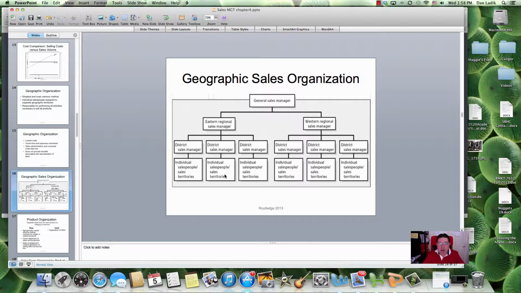So you'll have an Eastern region sales manager, and then that Eastern region will be broken out into smaller districts. There happen to be 3 of them here. And then you have individual salespeople covering certain geographic zip codes. Eastern region, Western region, districts among all of them, and then you have individual salespeople covering that.